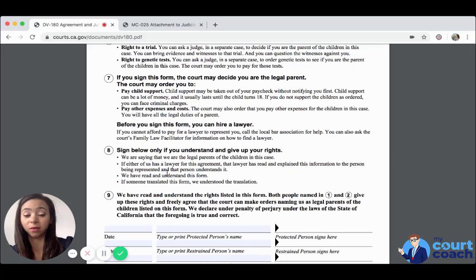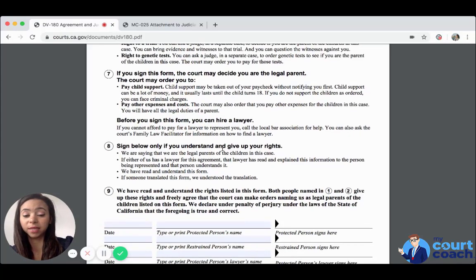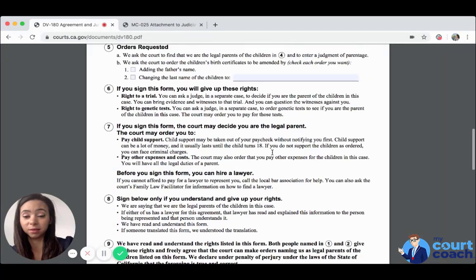So you're saying that we are the legal parents of the children. If either of us has a lawyer for this agreement, that lawyer has read and explained this information to the parents being represented, and that person understands it. We have read and understand this form. And if someone's translating this form, we understand the translation. And when we say give up your rights, it's literally these rights right here. This is what you're giving up.